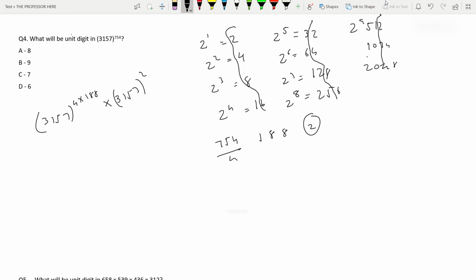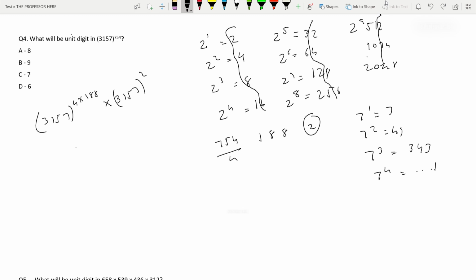Let's look at that. 7 raised to 1 is equal to 7, 7 raised to 2 is 49, 7 raised to 3 is 343. 7 raised to 4 will have the unit digit 1, the rest of the digits don't matter. Here 3157 all raised to 4, it becomes 1.